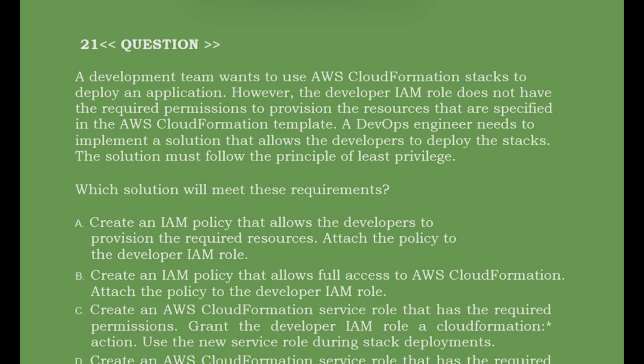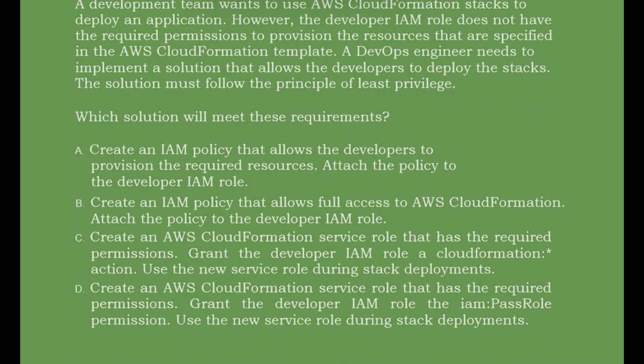Question is, a development team wants to use AWS CloudFormation stacks to deploy an application. However, the developer IAM role does not have the required permissions to provision the resources that are specified in the AWS CloudFormation template. A DevOps engineer needs to implement a solution that allows the developers to deploy the stacks. The solution must follow the principle of least privilege. Which solution will meet these requirements?